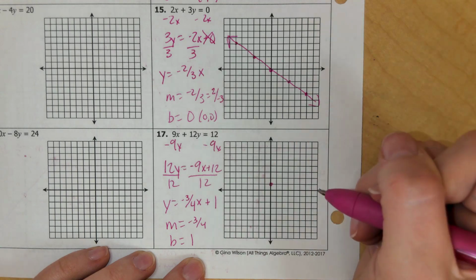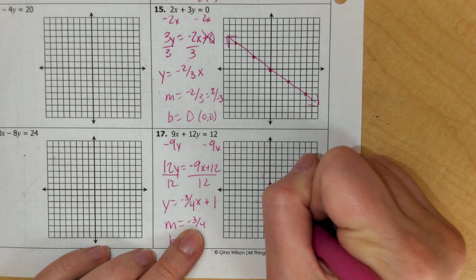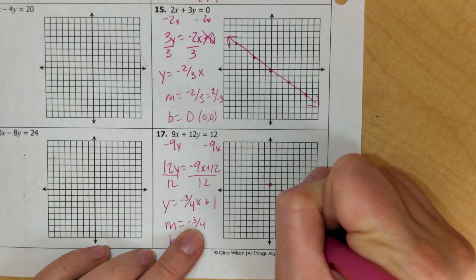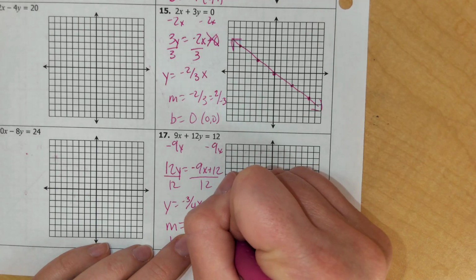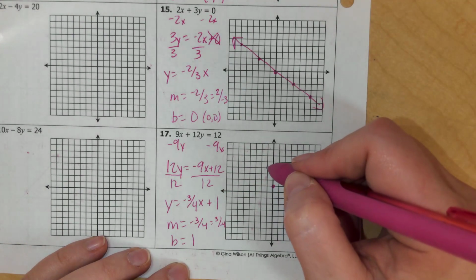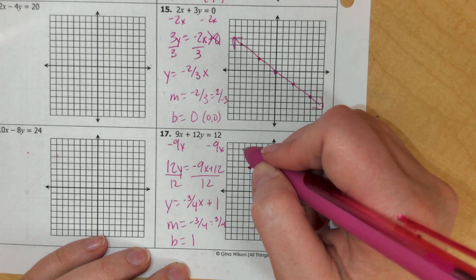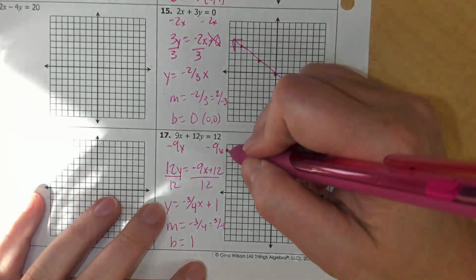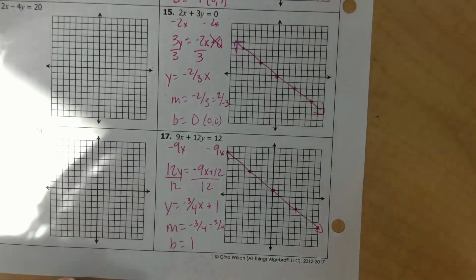So point goes at 0, 1. And then I'm going to be going down 3 and to the right 4. Down 3 and to the right 4. Then I can do the reverse of that, which is positive 3 and negative 4. And I can go up 3 and to the left 4, up 3 and to the left 4. And so here I can end up with my line and put my arrows on each end.